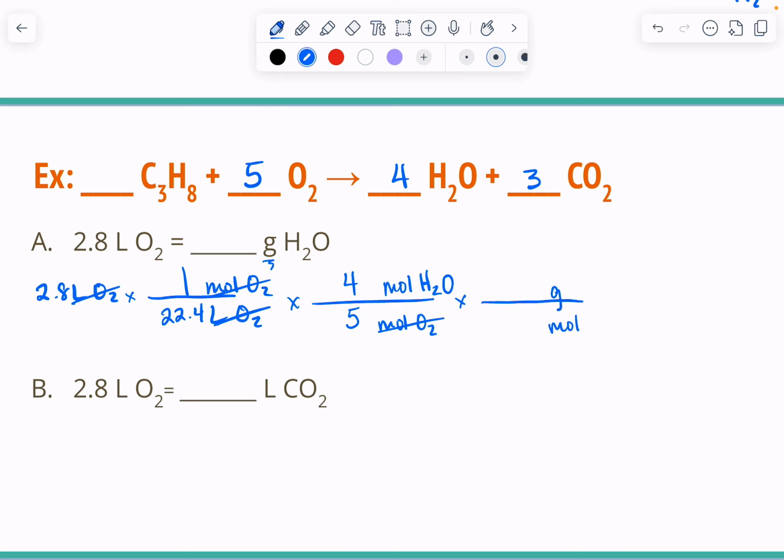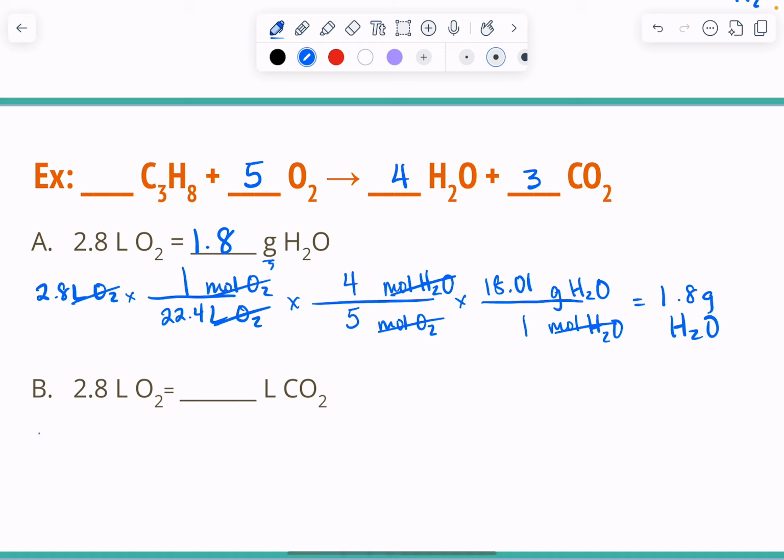So going from moles to grams is going to be molar mass. So you add up your 2 hydrogens and your oxygen, which is 18.01 grams. Moles will cross out, and we get 1.8 grams of water. And then B, our last problem, is going to be going from liters to liters.